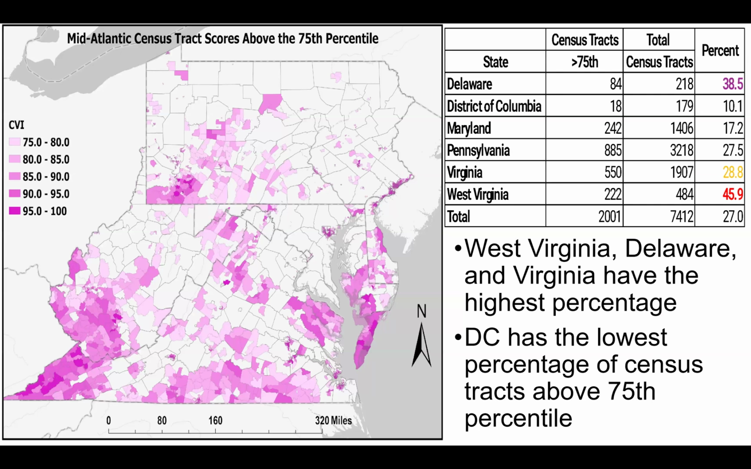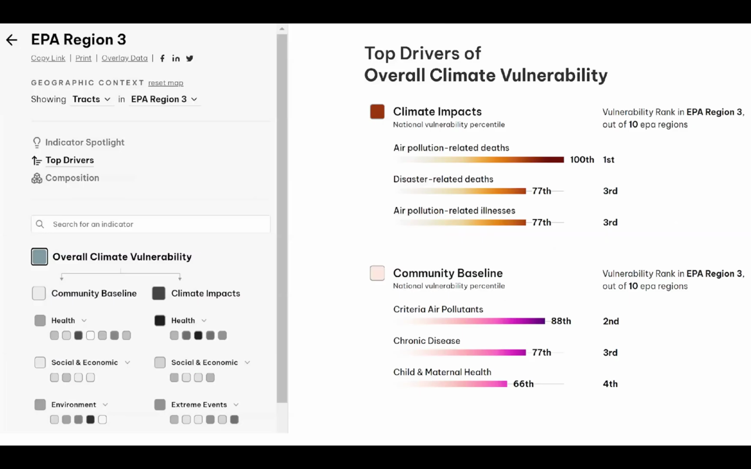So another approach is, what about census tracts with a score greater than 75? Where are those census tracts? When we analyze that, West Virginia again has 45% of its census tracts scoring greater than the 75th percentile, followed by Virginia, which is 28, and Delaware also 38.5. So the lowest score is in DC, followed by Maryland and Pennsylvania.